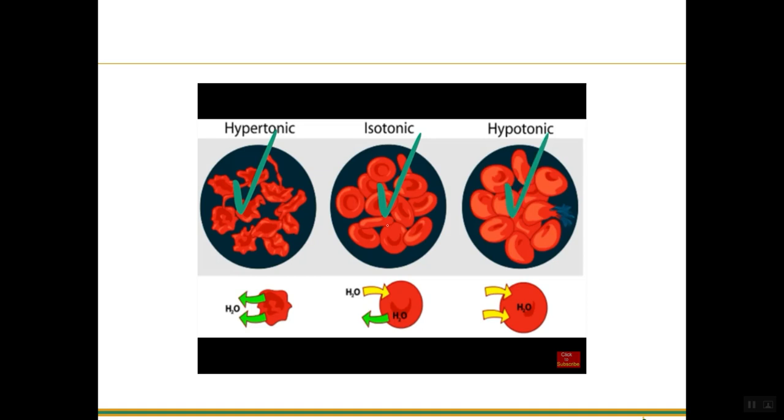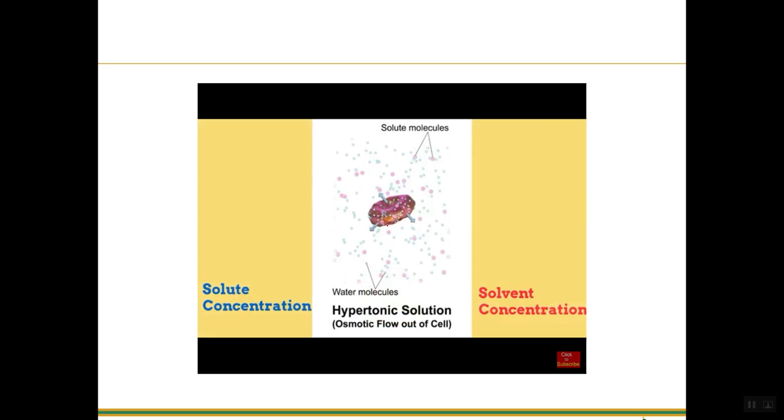Let's see why. First, let's look at the hypertonic solution. This could be salt water. The solute increases, therefore the solvent concentration decreases. So water will flow from high to low, so there's a higher concentration of water inside the cell than outside the cell because the water is the solvent, so the water flows out, causing the cell to get smaller.